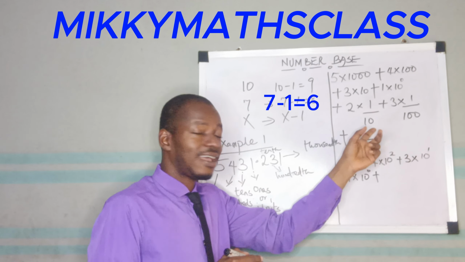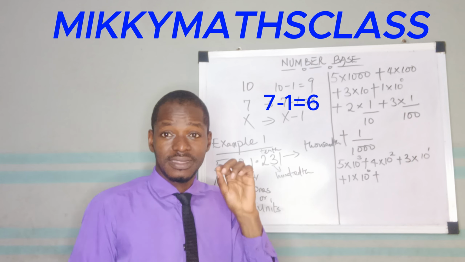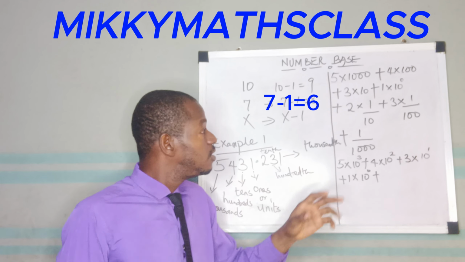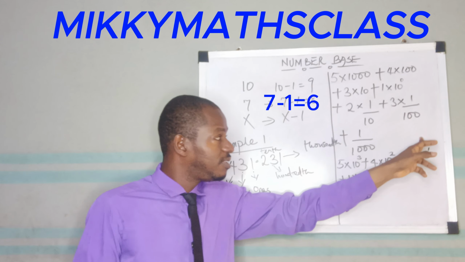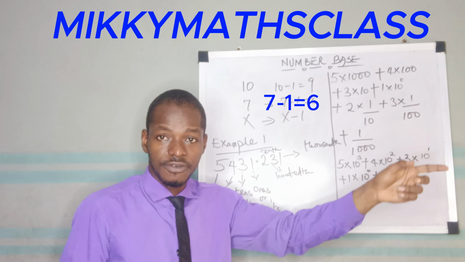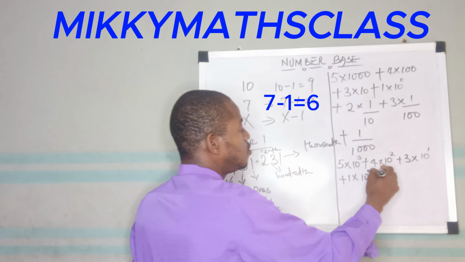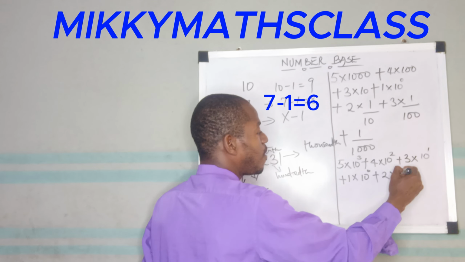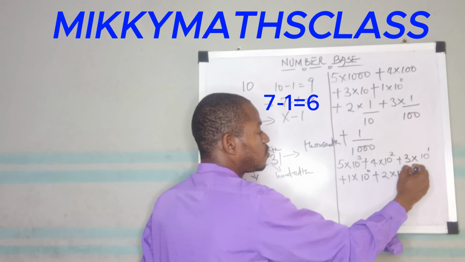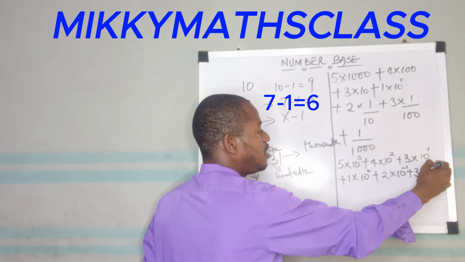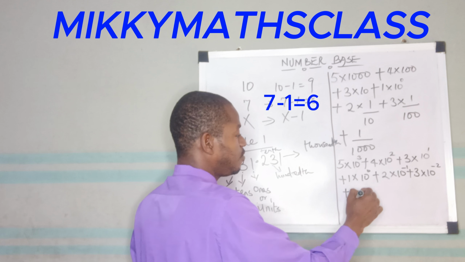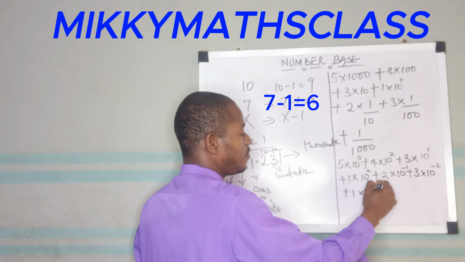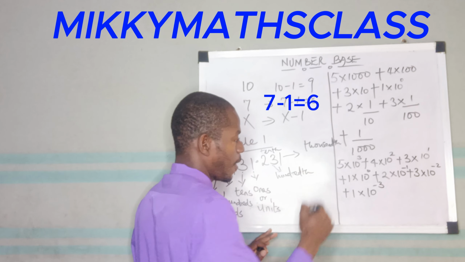Now this 1 over 10, I can rewrite as a negative index. That will be 10 raised to the power of negative 1. This one will be 10 raised to the power of negative 2, and this one will be 10 raised to the power of negative 3. If you continue, it will be 10 raised to the power of negative 4 and so on. So this is plus 2 times 10 raised to the power of negative 1, plus 3 times 10 raised to the power of negative 2, plus 1 times 10 raised to the power of negative 3.